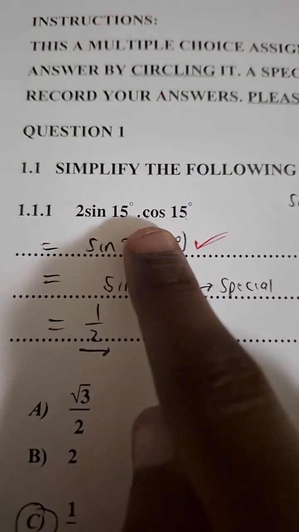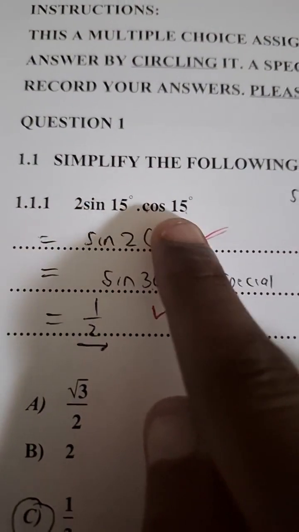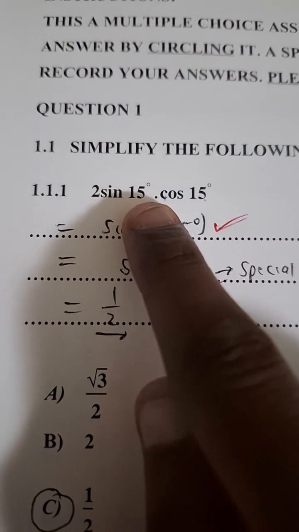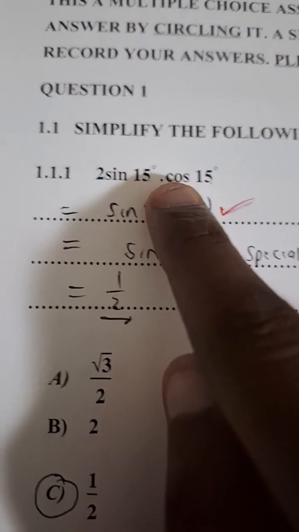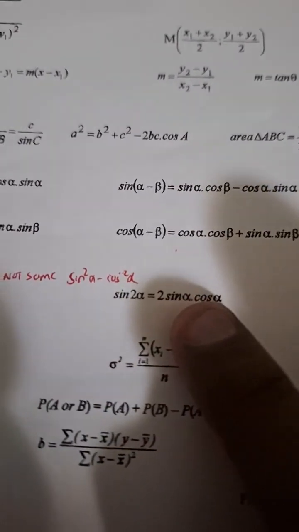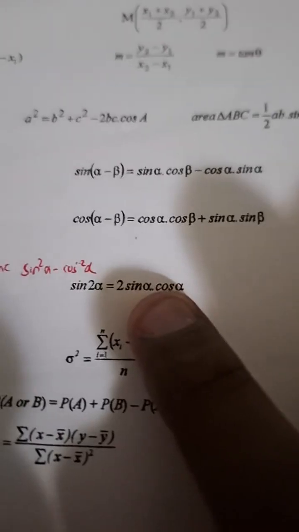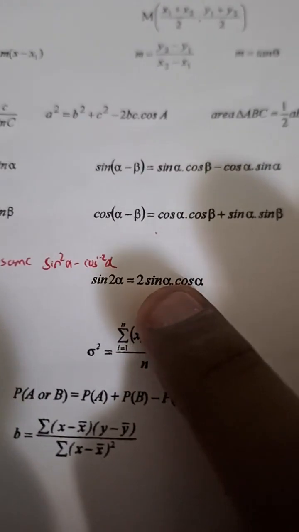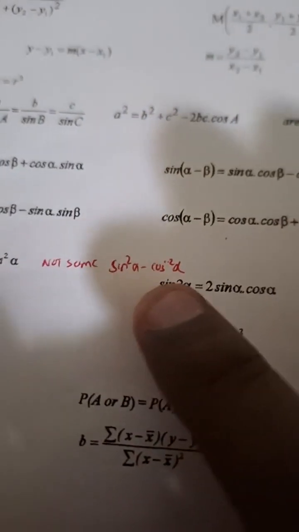Okay, so this was the first question we did. Sine 15, cos 15. This here, sine 15, cos 15, what does this remind you of? If you go to my formula sheet, sine 2 alpha is equal to 2 sine alpha cos alpha. We need to simplify that, what we have there. So this can be written back as sine 2 times alpha. So there we have it.